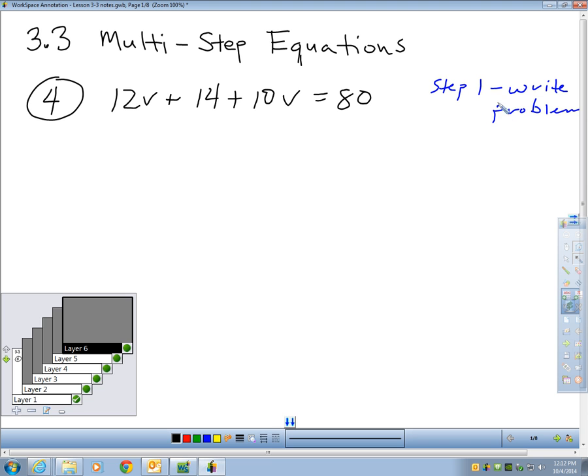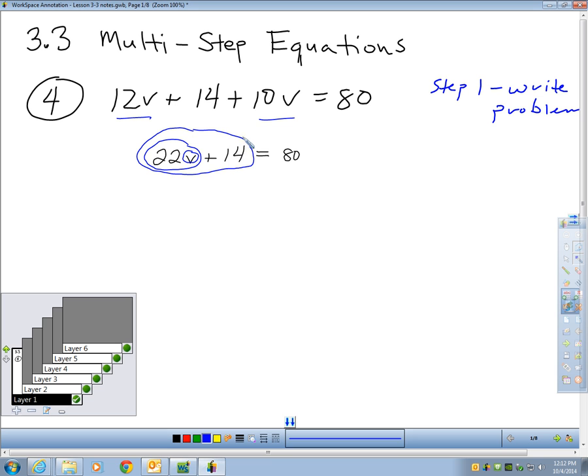Of course we're going to write the problem down first. Now the next step, remember, we always want to simplify next. If I look carefully here, I can definitely simplify because I see like terms. I see 12v and 10v. So let's simplify that. When I do that, I get 22v plus 14 equals 80. So I simplified it. Now, next, let's think about our onion. There's the center. Times 22 is the next layer. Add 14 is the outside layer. I got to peel the onion away from outside to inside. I got to get rid of plus 14 first.